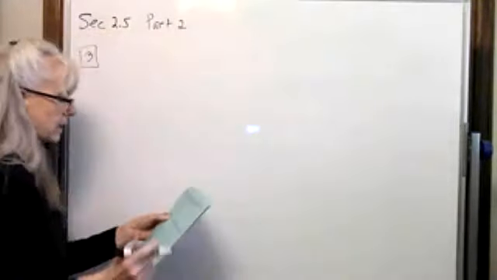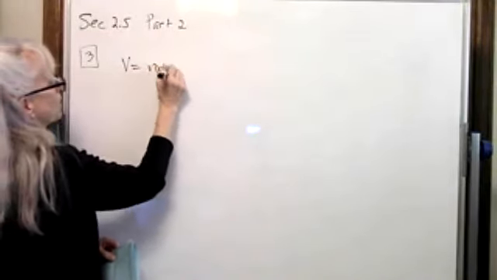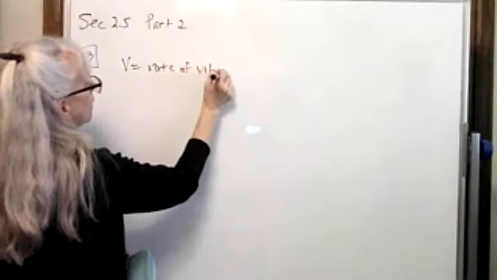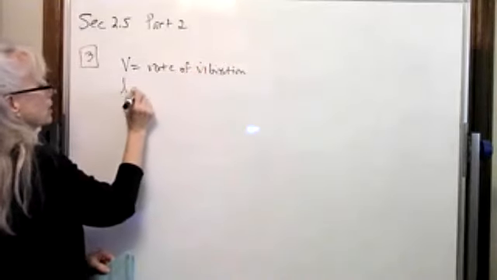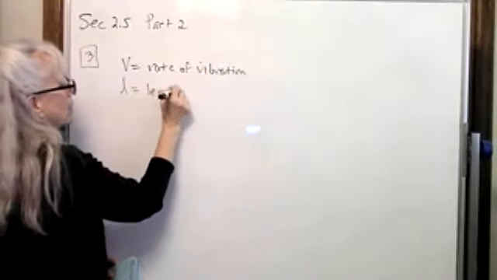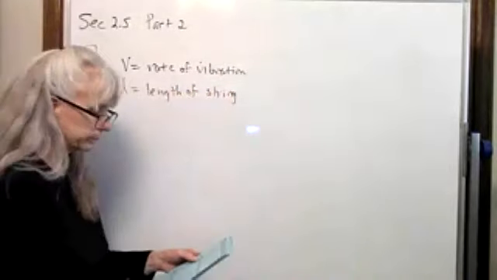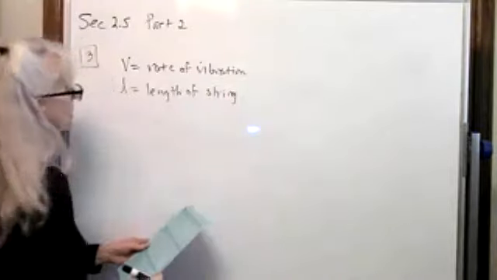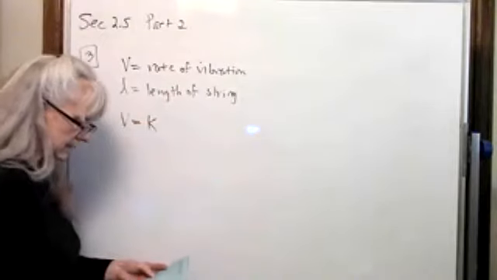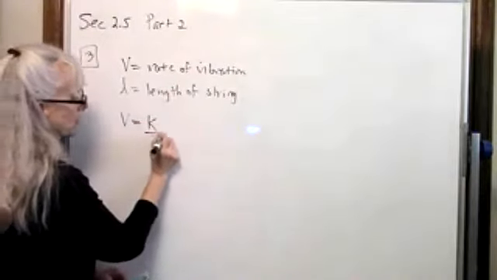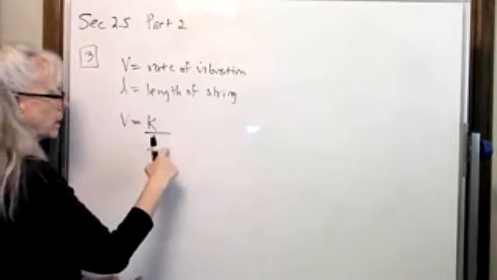So I need some letters again. This time I'm going to be a little more descriptive. I'm going to use V for the rate of vibration. Again, I'm going to use L for the length of the string. The same thing is true for a wire in a piano. It's also under tension. Okay, let's write our equation. So the rate of vibration, I call that V, equals K. And then it says inversely. So I know that whatever follows the word inversely goes in the denominator, the length of the string. So V is equal to K divided by L.